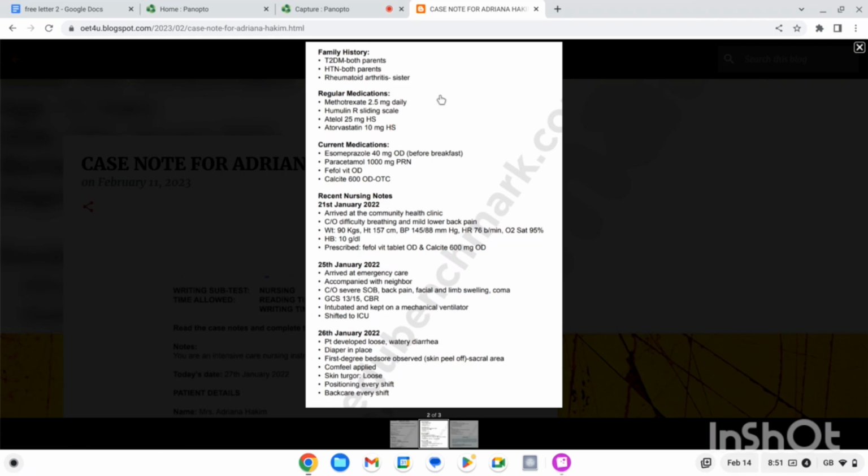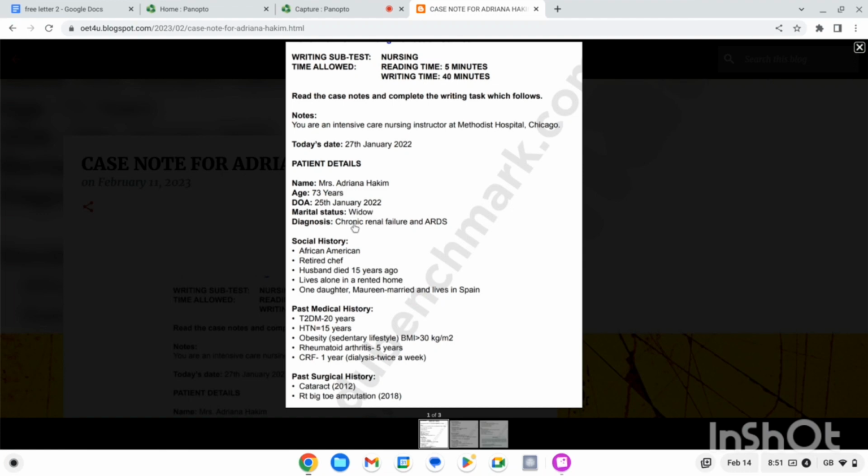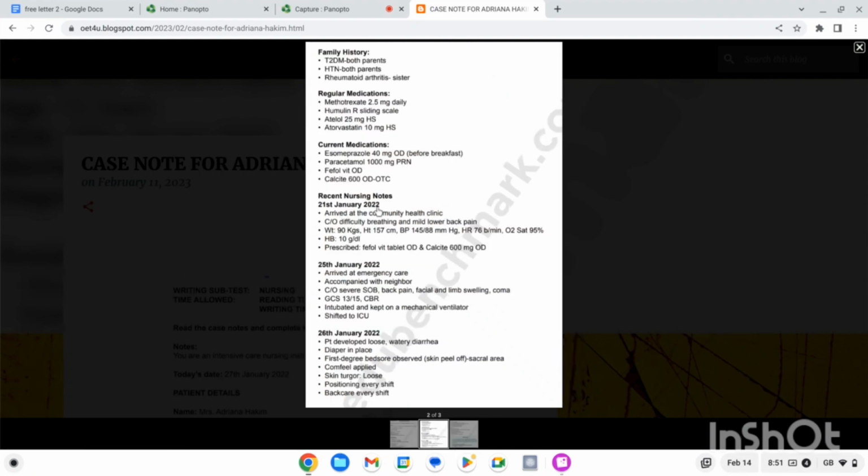Okay, so we already got the admission date from the first part of the letter itself. Date of admission was 25th January 2022. Okay, so what happened on 21st January 2022? Recent nursing notes: patient arrived at the community health clinic with difficulty of breathing and mild lower back pain. Weight, as already told, BMI is high, so 90 kilogram, height 157, blood pressure is high, and heart rate is a bit normal, oxygen saturation 95% on air, and Hb is 10 gram per dL. Prescribed folic acid vitamin tablets OD, and calcium 600 milligram OD tablets.